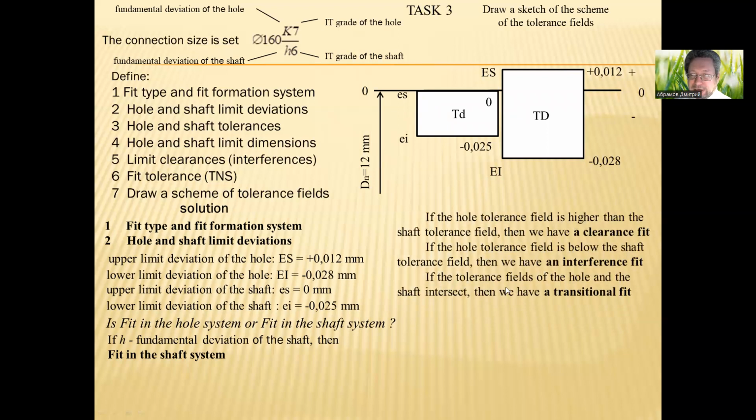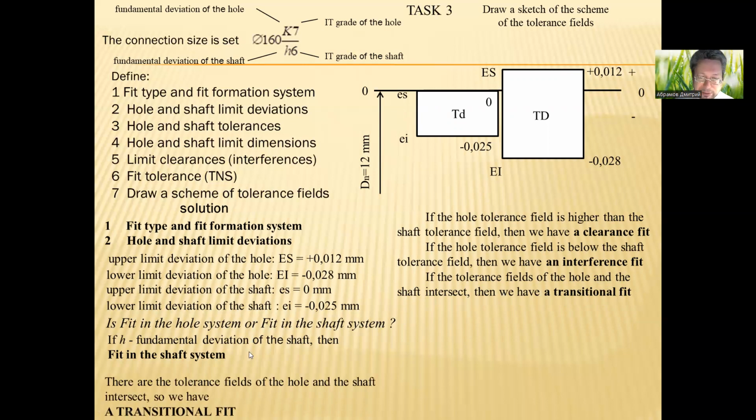If the tolerance field of the hole and the tolerance field of the shaft intersect, then we have a transitional fit. So here the tolerance fields of the hole and of the shaft intersect. So we have a transitional fit. Hole and shaft tolerances.